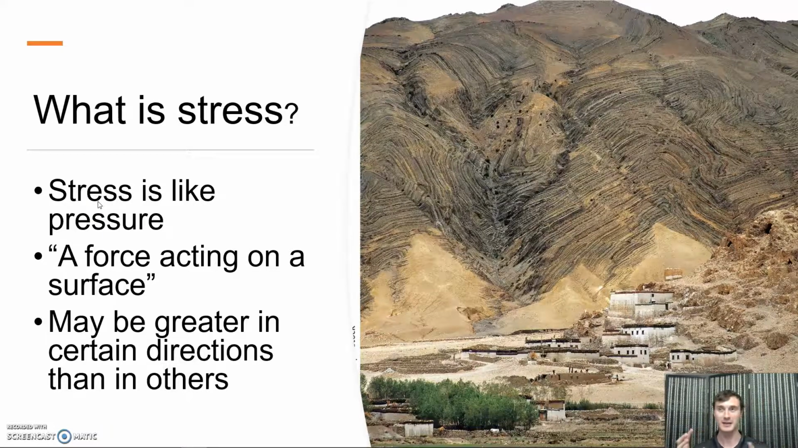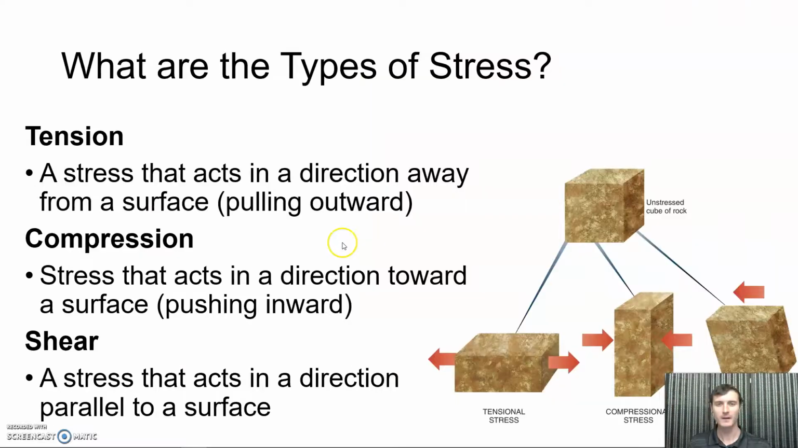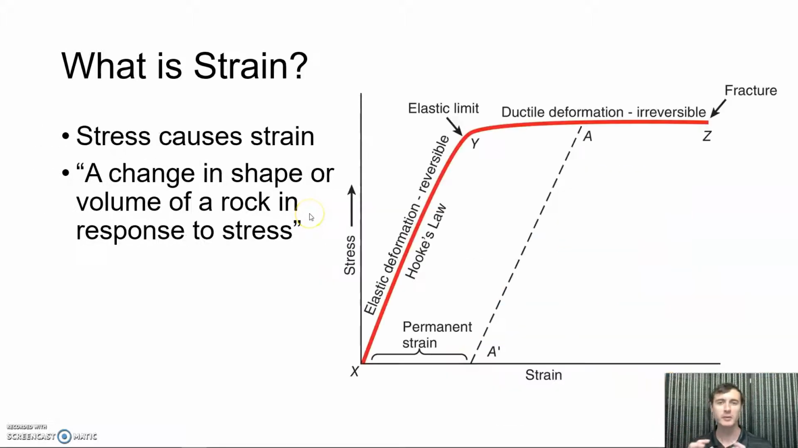And finally, we might take the rock and we try to rotate it. We push one side this way and pull the other side this way. We get our final kind of stress there. So these three types of stress have names. We have tensional stress, we're pulling outward, compressional stress, where we're pushing inward, and then shear stress, where we're rotating. We have a stress that acts in a direction that is parallel to the surface of the rock, like in the image here. So whenever you apply stress to a rock, the rock changes shape, and this is called strain.